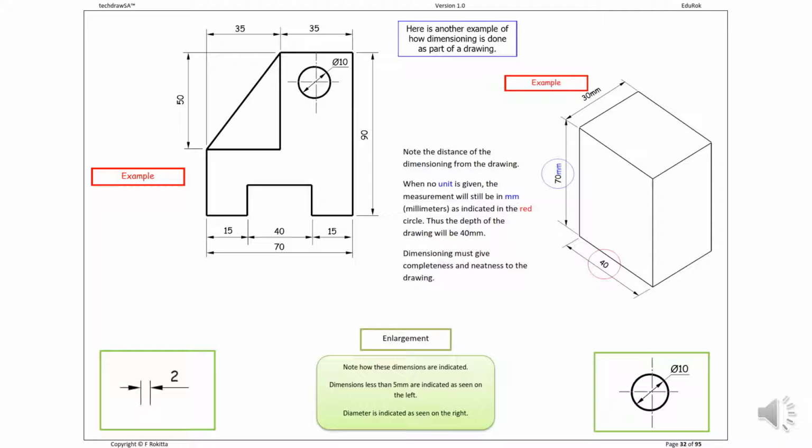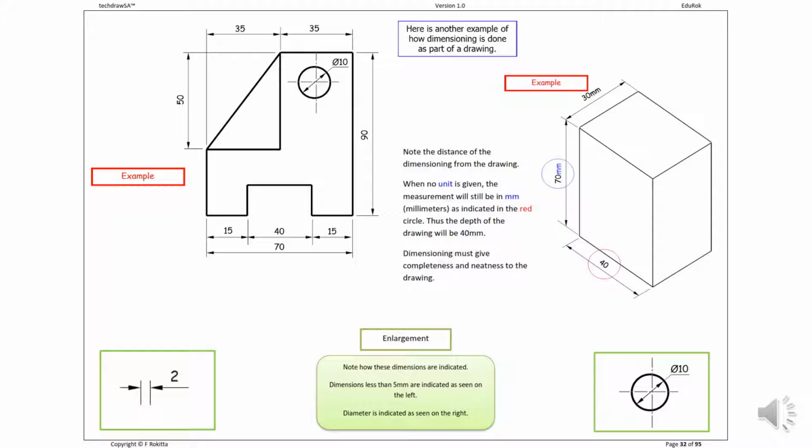At the bottom where we have multiple dimensions, we see 15, 40 and 15 millimeters, and in total it's over a span of 70 millimeters in distance. Please note how one has to indicate a dimension like this.